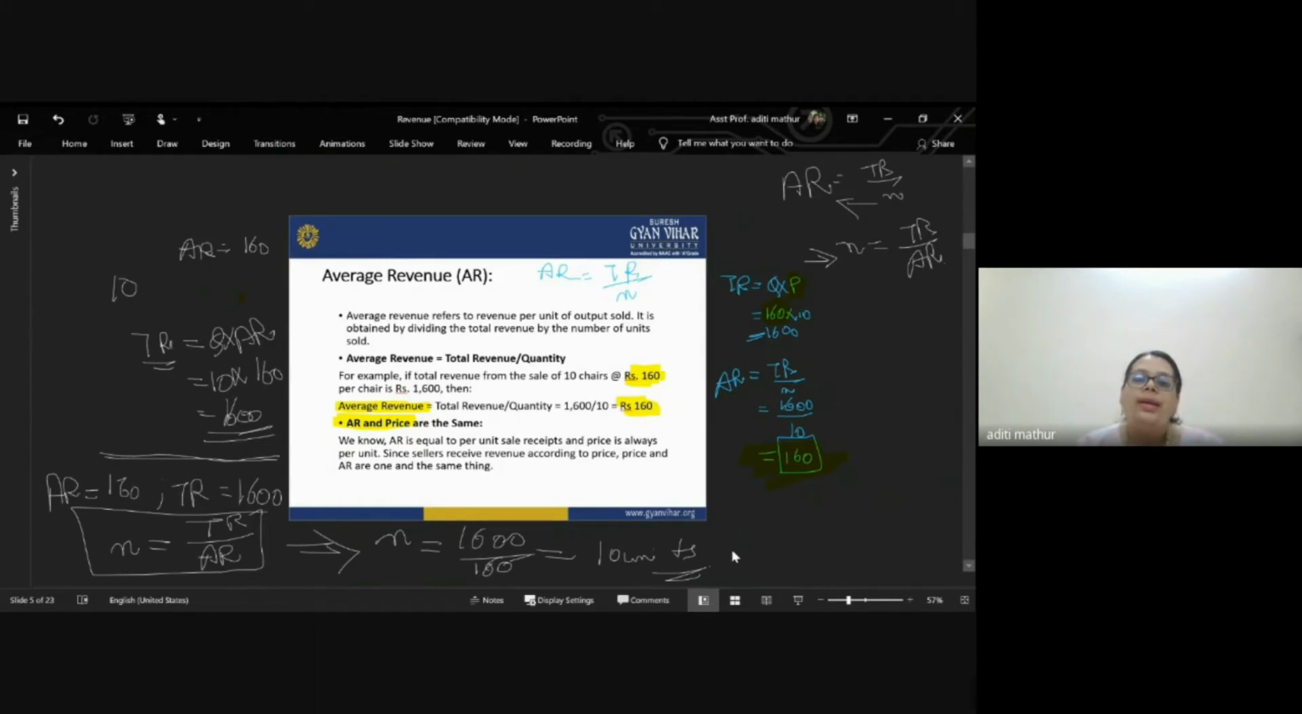So let's have a quick recap on the formula of average revenue before we wind up. So average revenue AR is equal to TR divided by N. AR is equal to the unit sales receipt and the price, and is always per unit. Since the seller receives revenue according to the price, price and AR are one and the same thing. And because of that, there are many questions which come in the exam in which you have to calculate the TR or N when your price is not given but AR is given. So now you know that your AR is always equal to the price of the commodity.